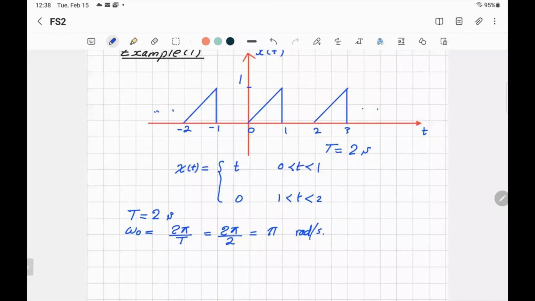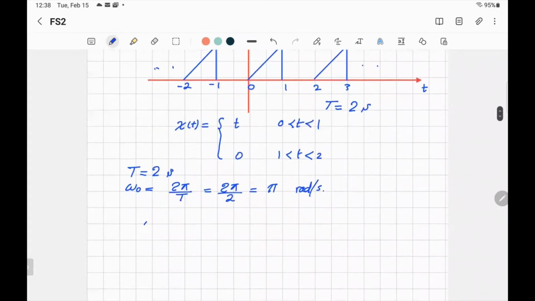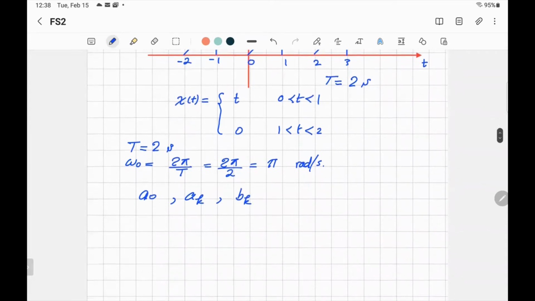So what's next? We need to find the coefficients of Fourier series. What are the coefficients? We have 3 coefficients. We have A naught, we have AK, we have BK. So that's the second step. The definition of A naught, which is DC component, is equal 1 over T, the integration over 1 period for the signal x of t dt, equal to.